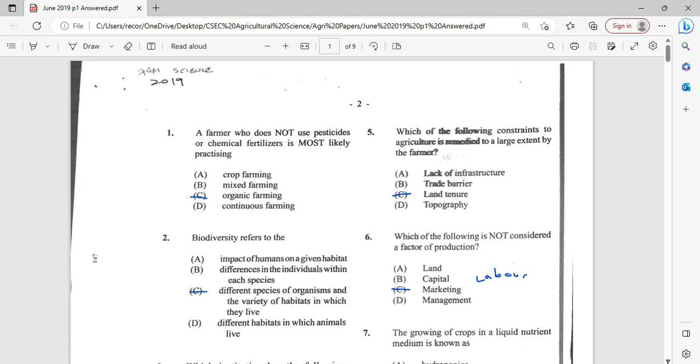Which of the following is not considered a factor of production? Factors of production: land, capital, labor, entrepreneur. So marketing is going to be the outcome.